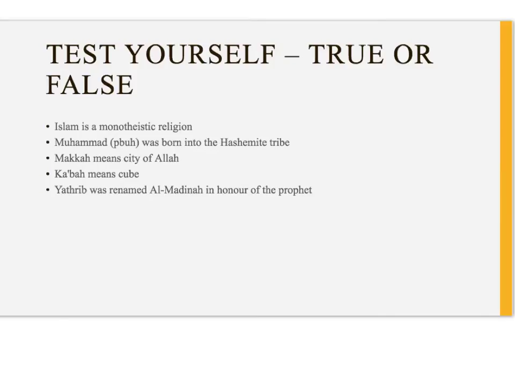So Muhammad's father, Abdullah al-Hashim, his name was given to the clan, so that was the Hashemite clan, and that clan was part of the Quraysh tribe, and a tribe is a group of lots of different clans, and the Quraysh tribe were the most powerful tribe back in those days. They were the ones that ruled Mecca.